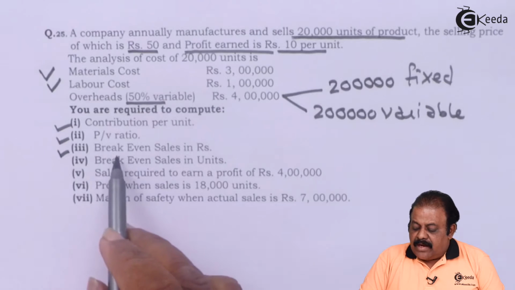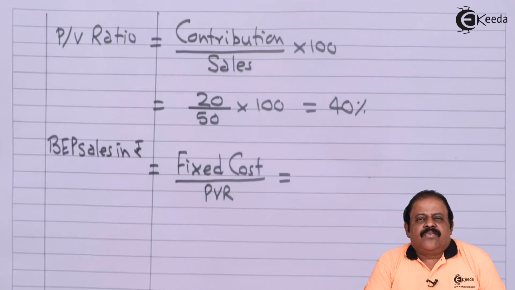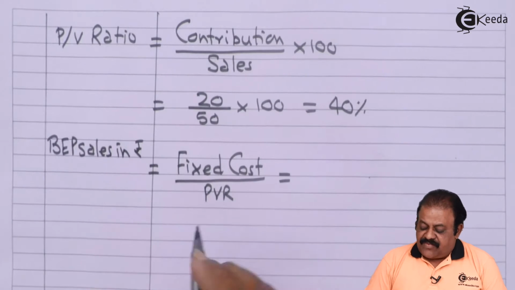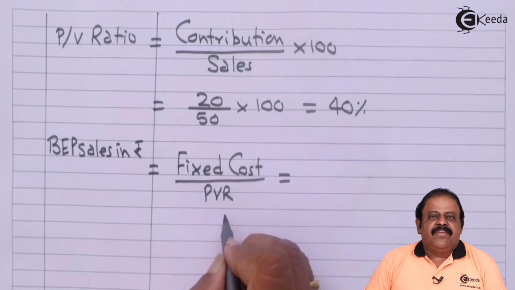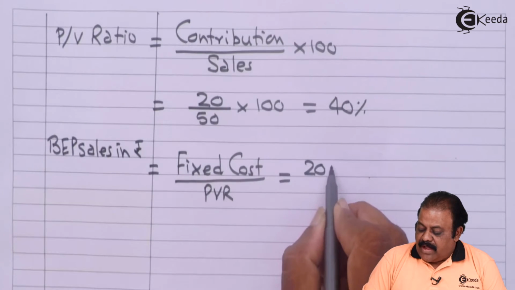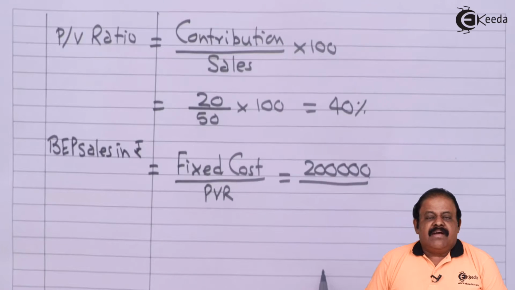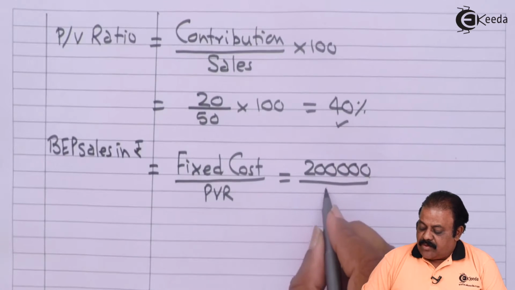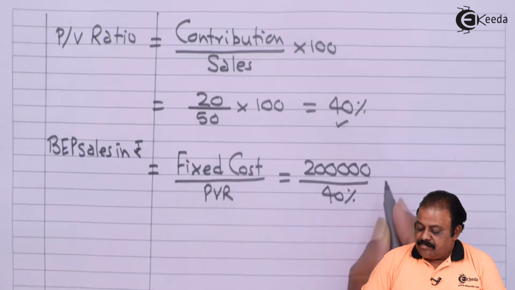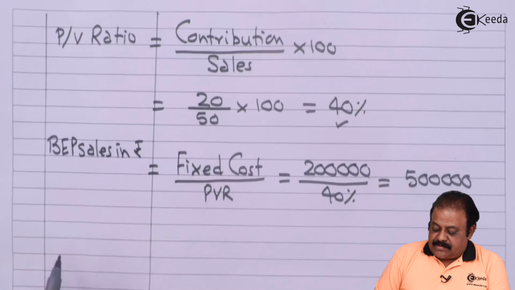Next we are required to calculate break-even sales in rupees. Formula for break-even point sales in rupees is fixed cost divided by PVR. Fixed cost here we have in the question is rupees 2 lakhs divided by PVR. Just now we have calculated 40%. So break-even point sales in rupees is 5 lakhs.